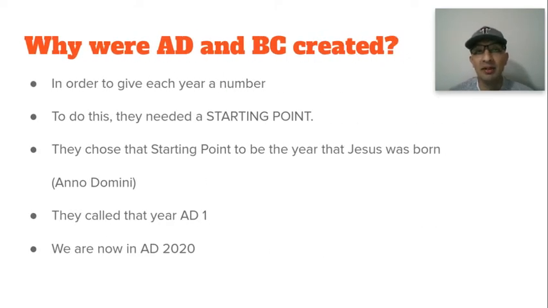Why were AD and BC created? Back then, people decided that they needed to give each year a number. And so they figured they had to start at one point. When did they start counting up? Right, so they decided they needed a starting point, so they chose the starting point to be the year that Jesus was born, which they called Anno Domini. And they called that particular year AD 1. We are now in AD 2020.